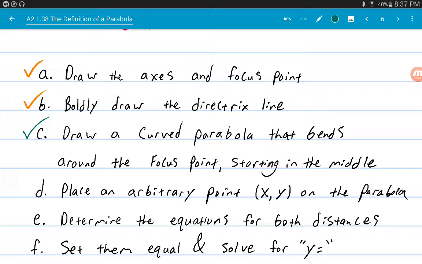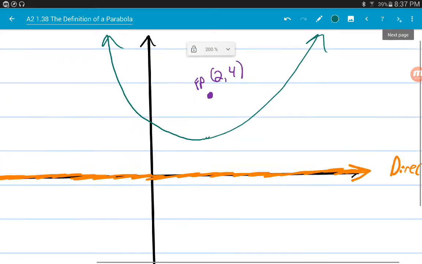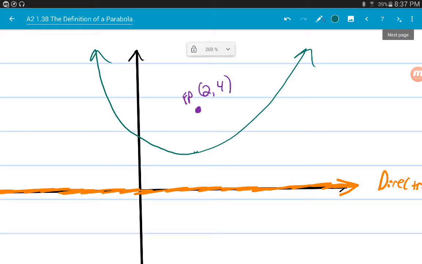I'm going to place an arbitrary point x, y on the parabola. So let's zoom in a little here. I place my arbitrary point, meaning it can go anywhere. I'll just put it over here. This is my point x, y.